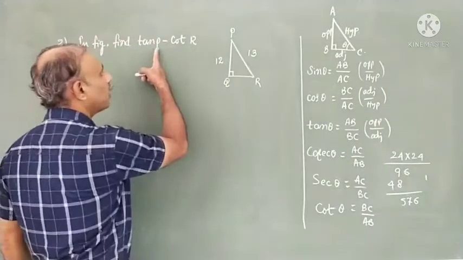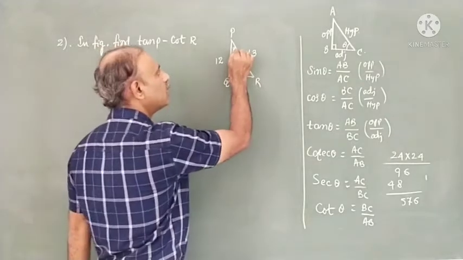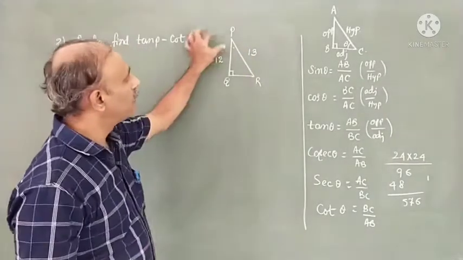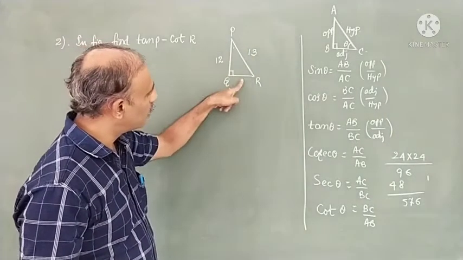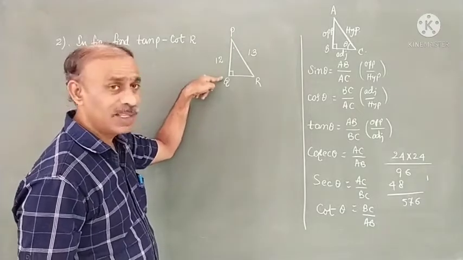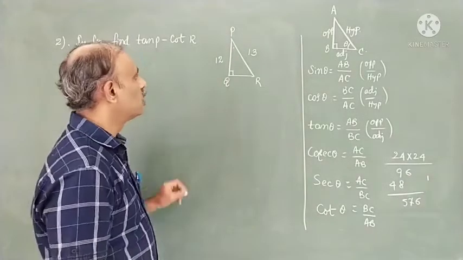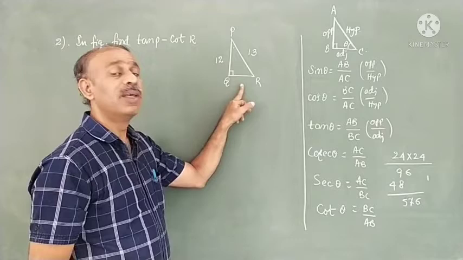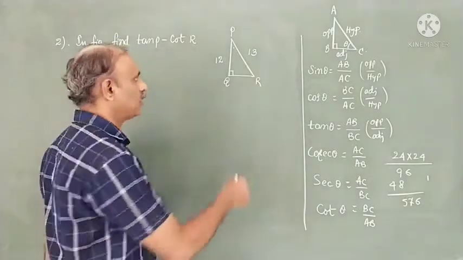Tan means opposite by adjacent, with respect to P. See, this is P, right? With respect to P, this is your opposite side and this is the adjacent side. So therefore, this side they have not given, which means you need to find it first, right?